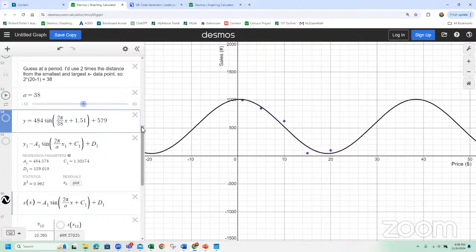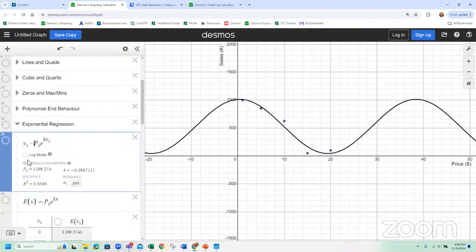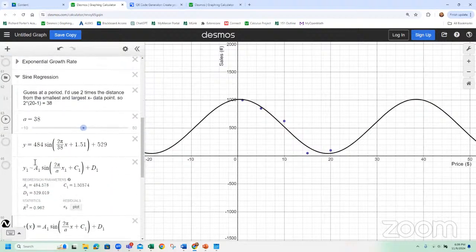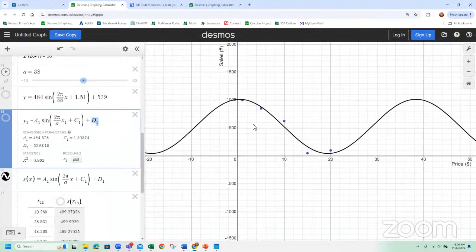Desmos to do a regression, all these other ones, exponential regression or something, we say find the best values for P0, K, whatever. But in this case, we're saying find the best values for the period, the amplitude, the phase shift sort of, and then how much it's raised and lowered by. Okay, and that's what it does.